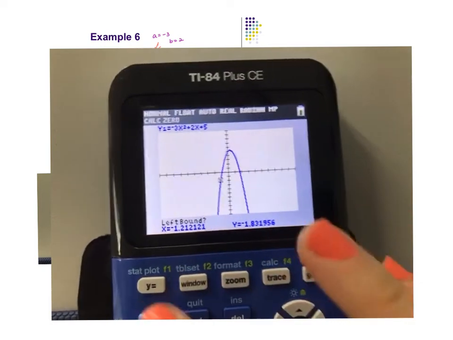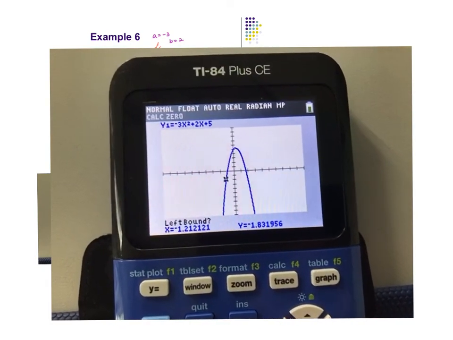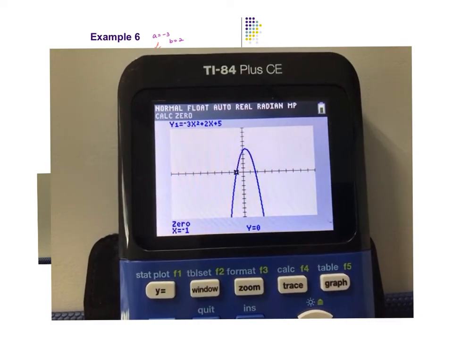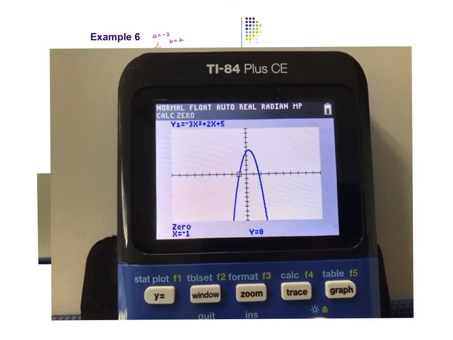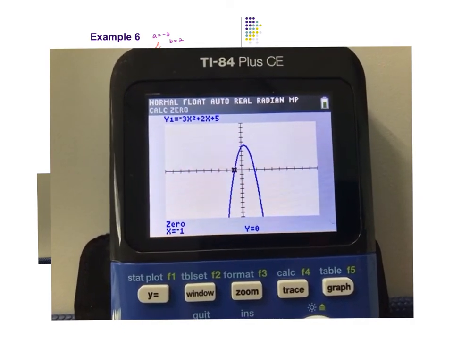Okay, so now I'm going to go back to my zeros. I'm going to go second zero. I want to go left of my left zero, right of my right zero, and hit enter, and it's going to bring me again to that exact point, which is -1, 0. Remember, the 0 is just the x value, so it's just -1.